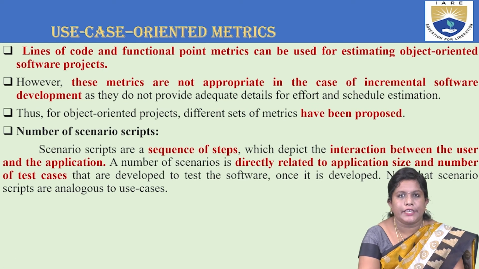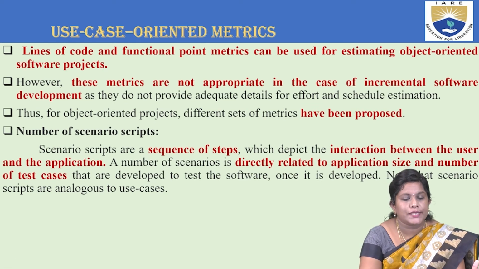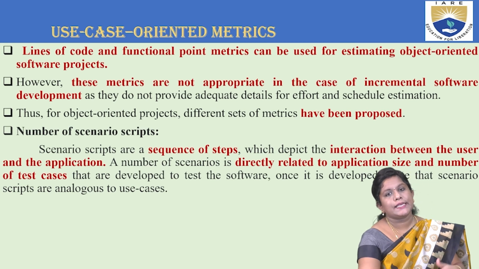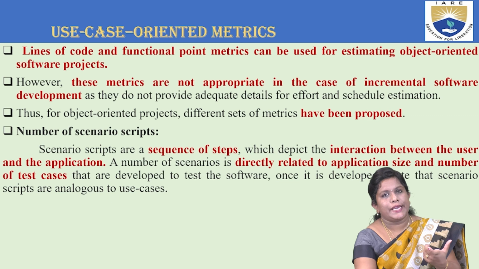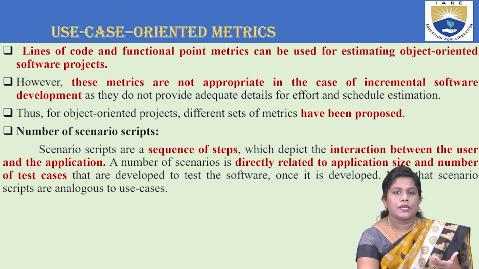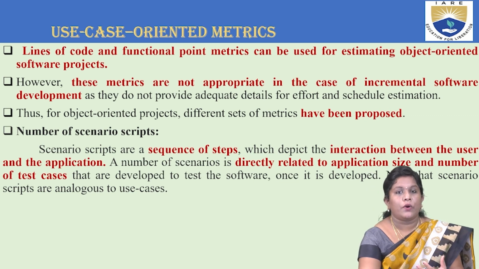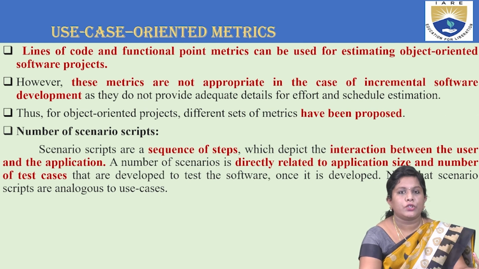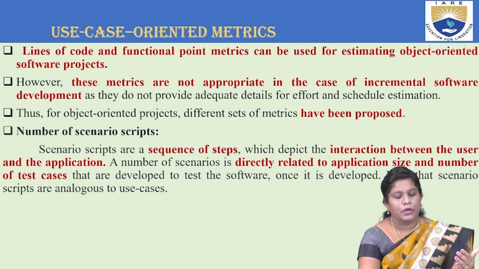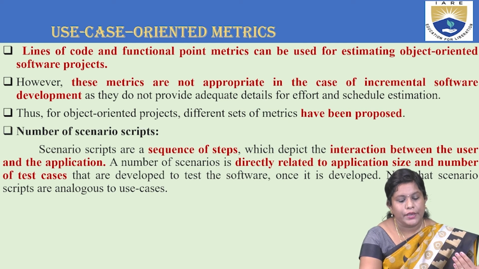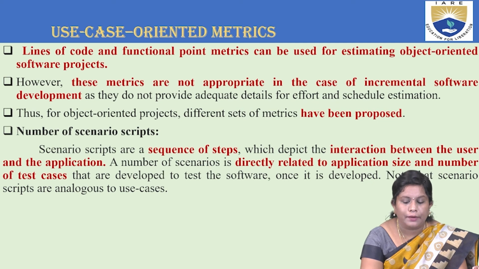The next category of the size measurement is the use case oriented metrics, right? When we see use cases, a use case can pertain to some procedure or a user or a system as a whole. What are its features when it is relating to another system? There we talk about the use case oriented metrics, where lines of code and function point metrics can be used for estimating object-oriented software.